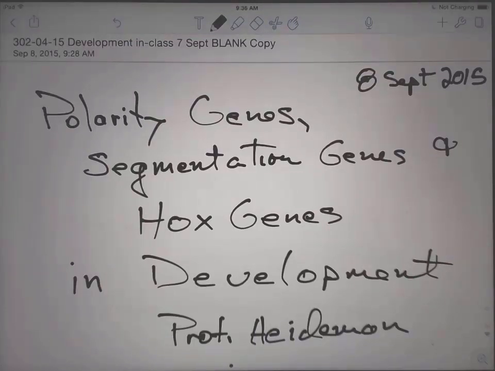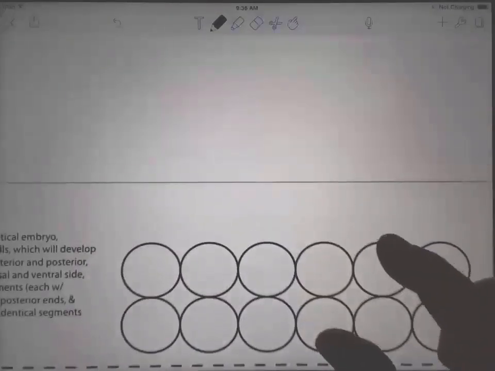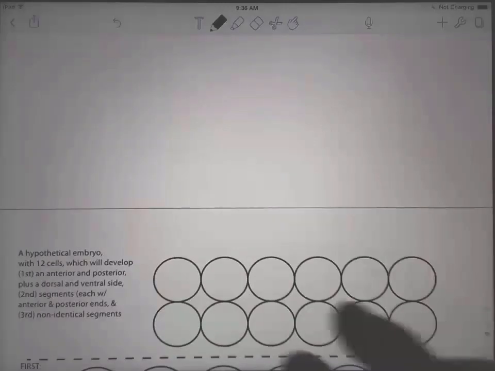So I'm going to give you an introduction to the ways in which these genes indicate position and control which traits are expressed in which part of a body. For example, why does a leg form in one location, an eye in another, and a heart in another? We're going to start with this hypothetical embryo.